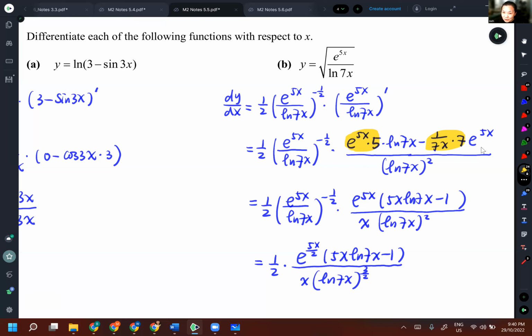And to simplify, this is how I simplify. Look here closely. You see how I take out e to the power 5x divided by x. You see how I take out that as a factor. And then leaving 5x. This is the most difficult part, I think. Because I took out 1 over x, I must multiply x to compensate in the first term. That's why there is a 5x there.